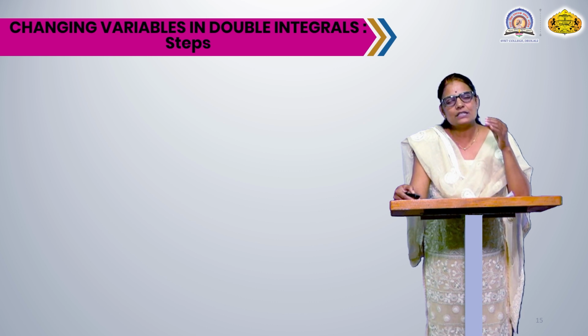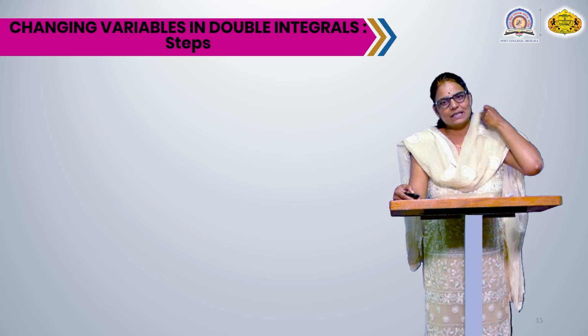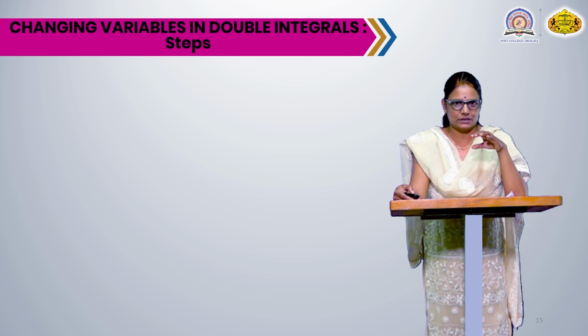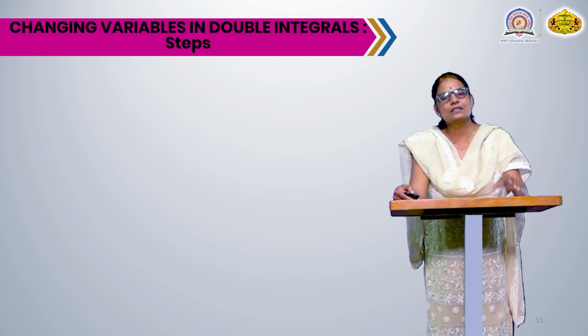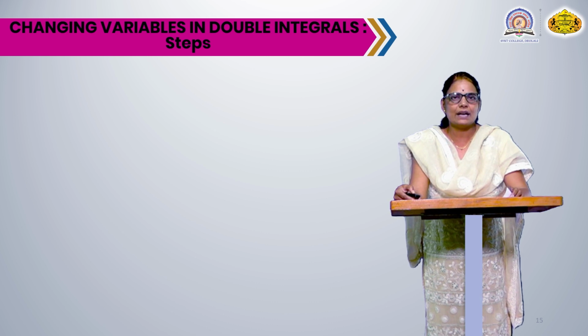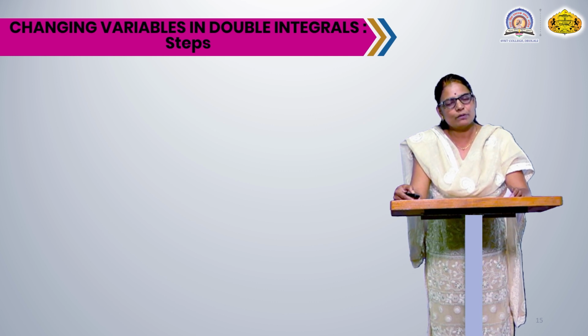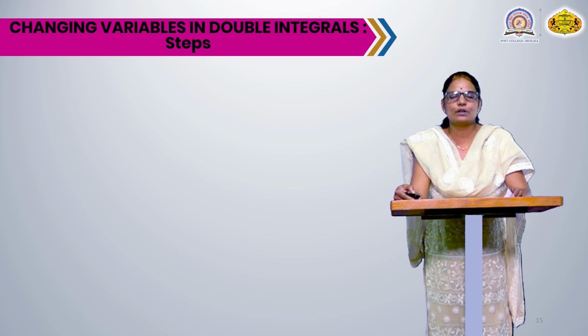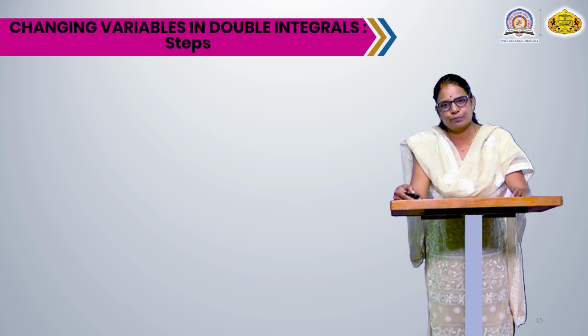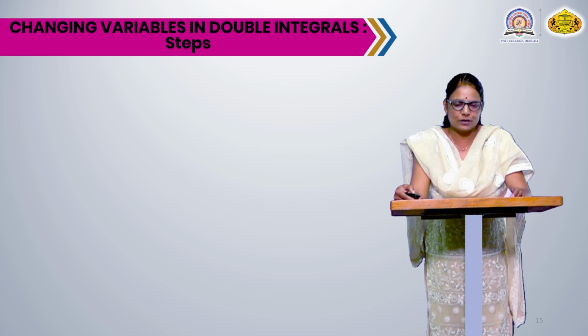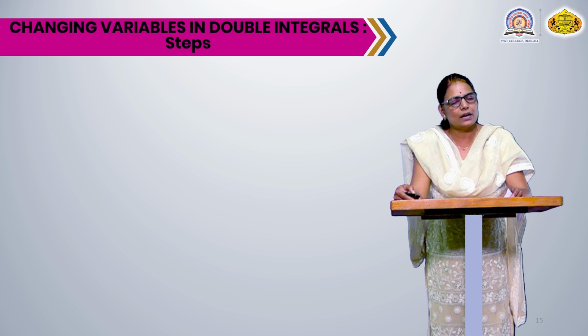So one method is to calculate the Jacobian directly by expressing xy in terms of uv first. Or another method is to use the result ∂(x,y)/∂(u,v) into ∂(u,v)/∂(x,y) is equal to 1, provided that ∂(x,y)/∂(u,v) is not equal to 0. So we have two choices available. Use any one which is the simplest one. Okay.